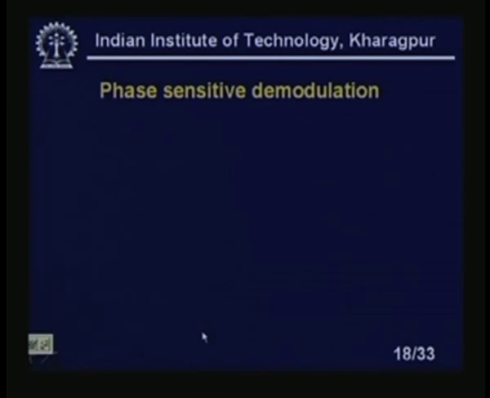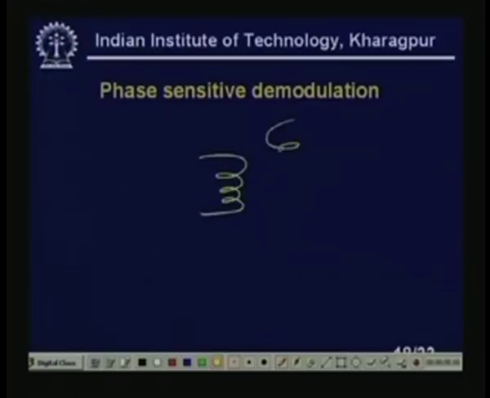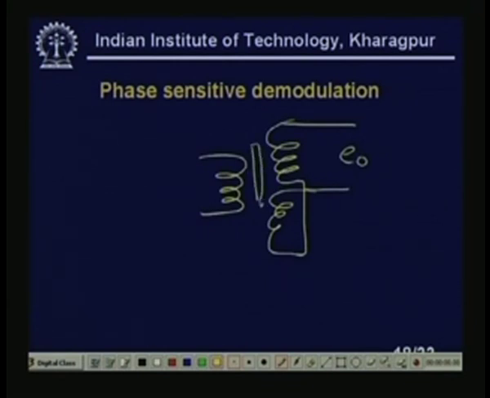Now, phase sensitive demodulation is very important in the case of LVDT. We have seen that I have a primary and two secondaries, like this one, and the core moves up and down. What will happen? I will get an output, is it not?